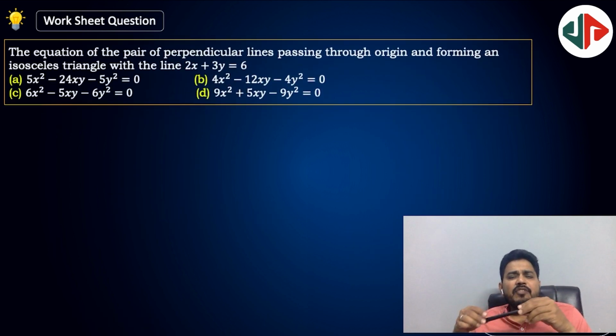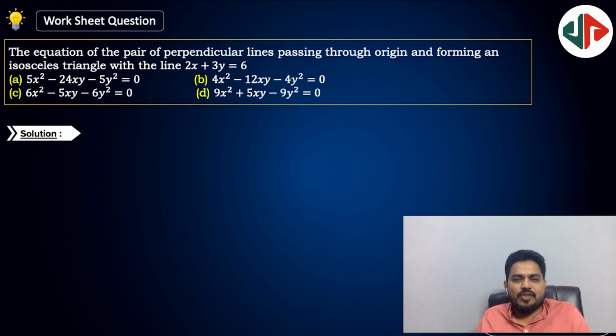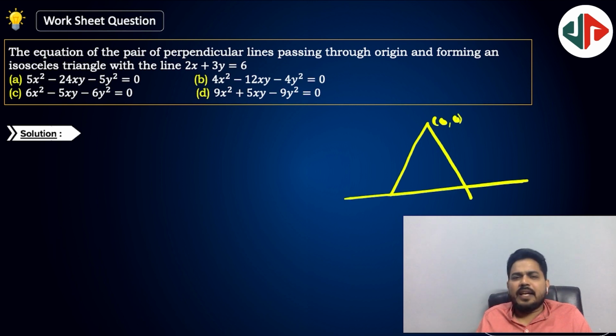The equation of the pair of perpendicular lines passing through the origin forming an isosceles triangle with 2x plus 3y is equal to 6. Very interesting question. So I need to find the isosceles triangle passing through 0 comma 0 with this line. What is this line? This line is 2x plus 3y is equal to 6.